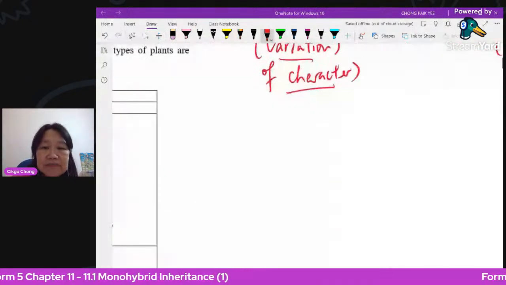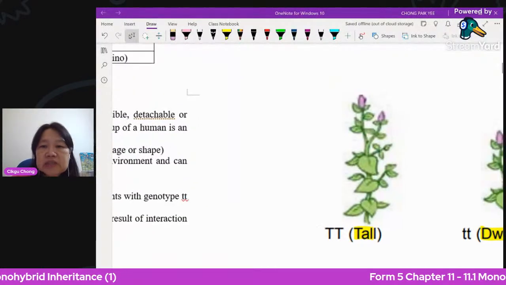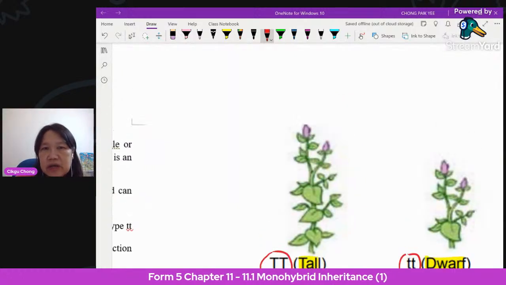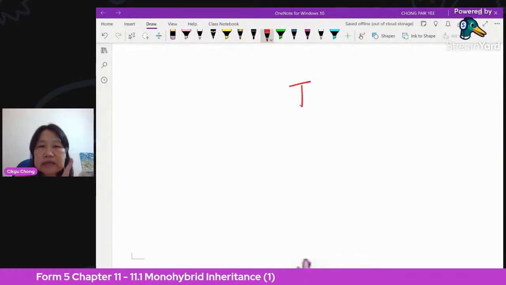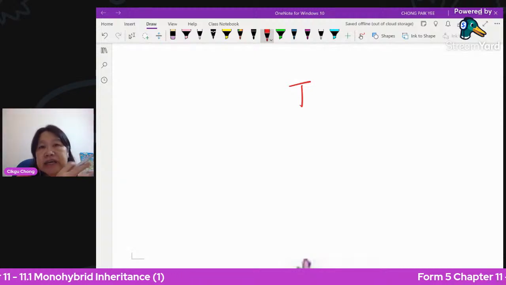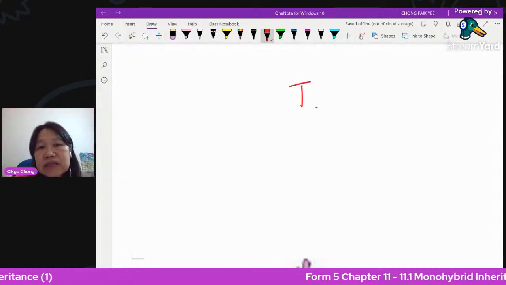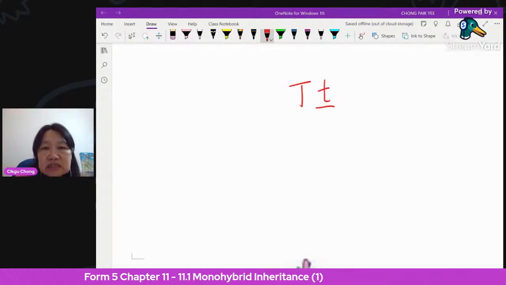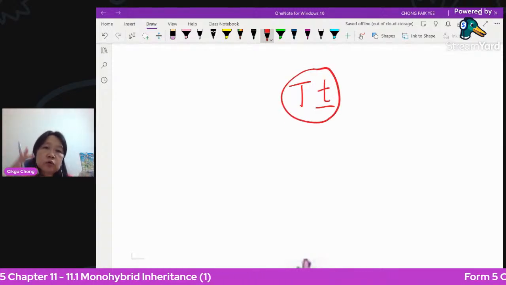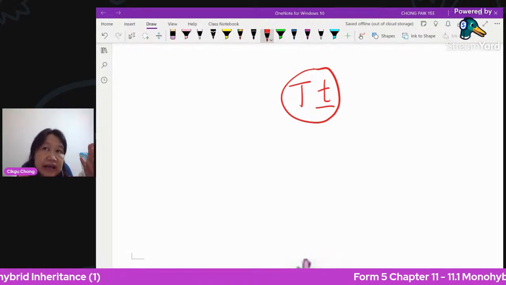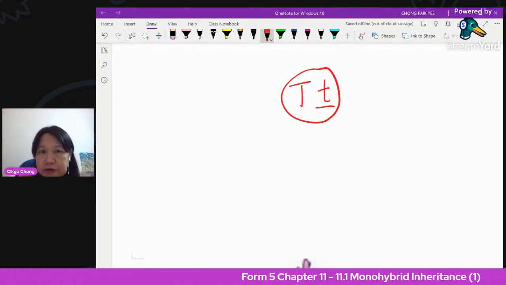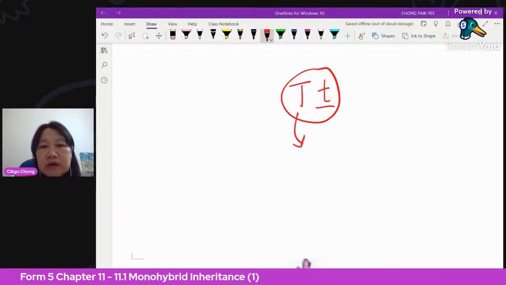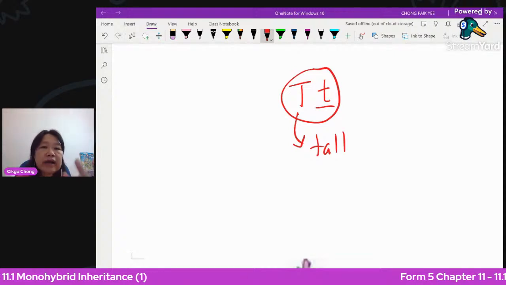So for the plant, let's say this plant happens to be tall, it must have two copies of the allele. So for example, if a dominant allele, capital T, is stronger, then the other one doesn't matter. The other one can be a recessive allele, it doesn't matter. This organism which has a dominant allele and a recessive allele will show the dominant. So this plant will be considered tall.